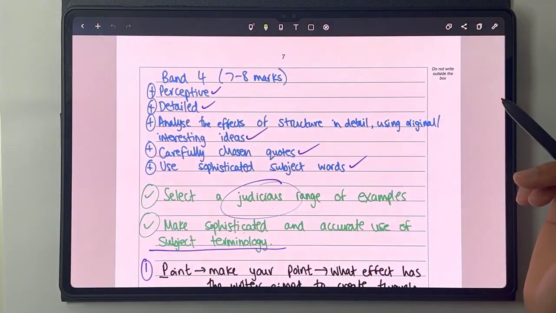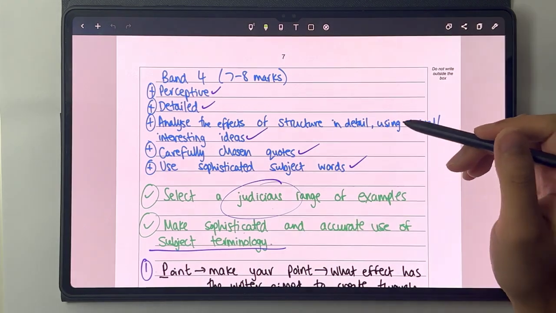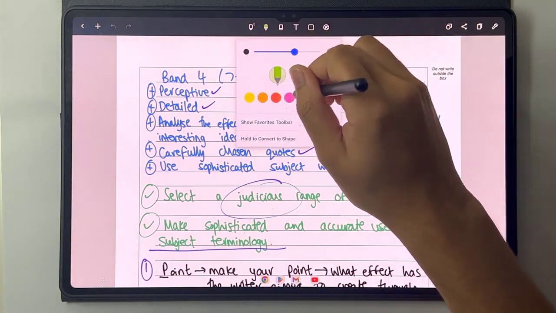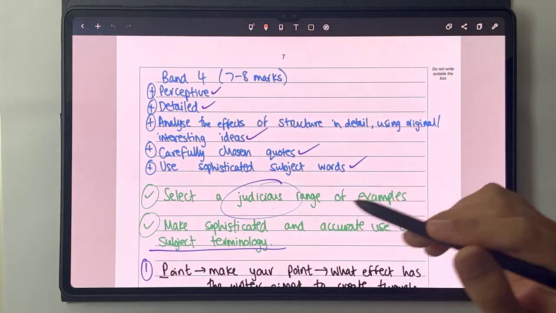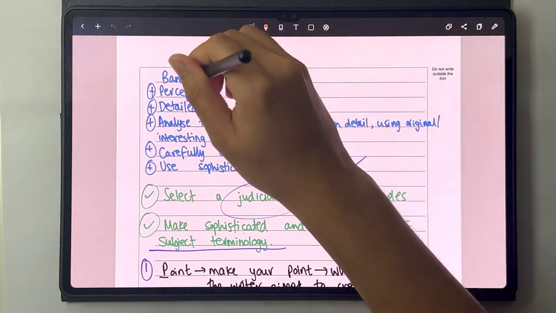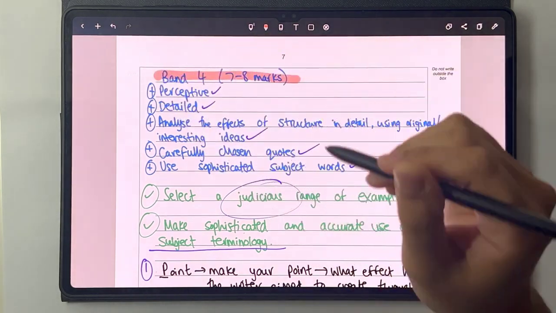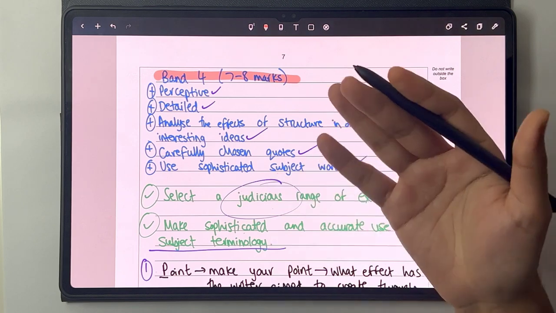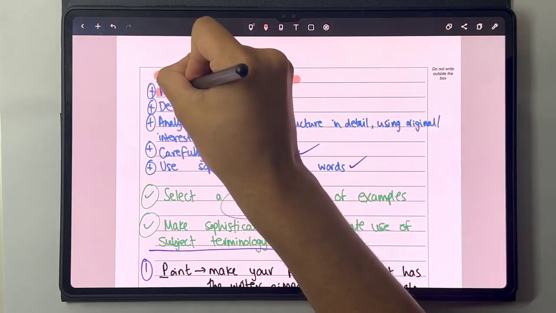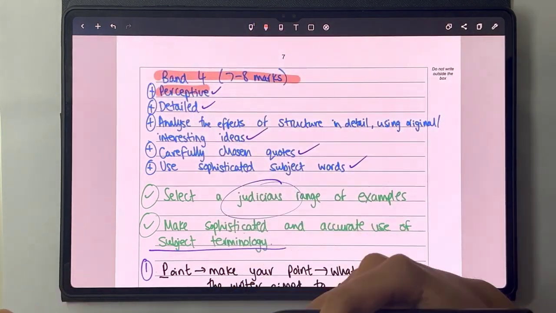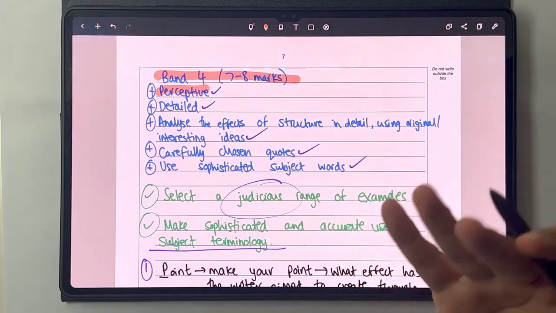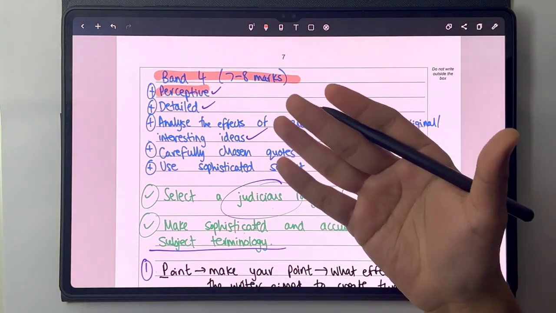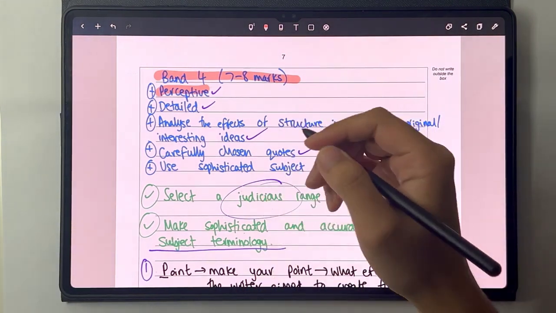Now, what I wanted to look at is the mark scheme, as it's important for you to identify why and how you need to score the top marks. So for band 4, 7 to 8 marks, what do you need to show? Number 1, your answer needs to be perceptive. So it has to be sophisticated. You need to look at the obvious and the not so obvious points for this question.